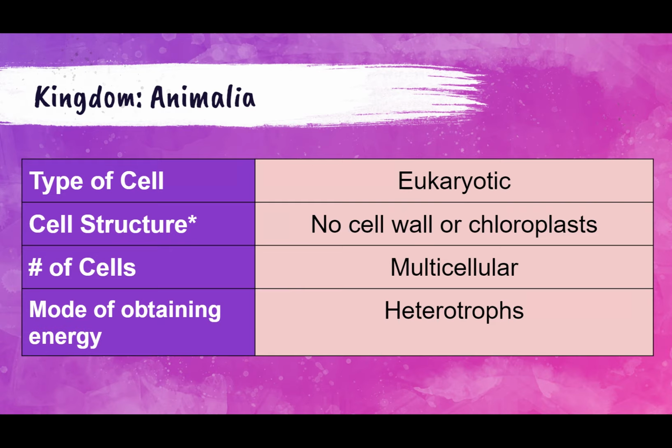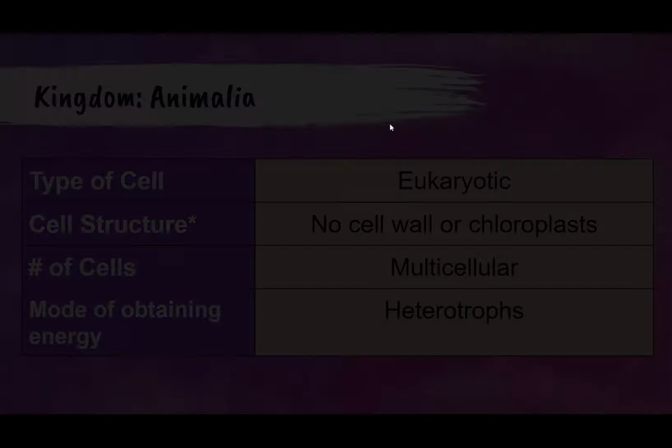Animals, probably the easiest one because the one you guys are most familiar with. You are an animal, and everything else that we consider an animal is classified as such because they are eukaryotic. So look at their cells under a microscope, you'll see a nucleus, but we have no cell walls or chloroplasts. You are always multicellular and always heterotrophic. So you have to consume your food, as do all other animals.